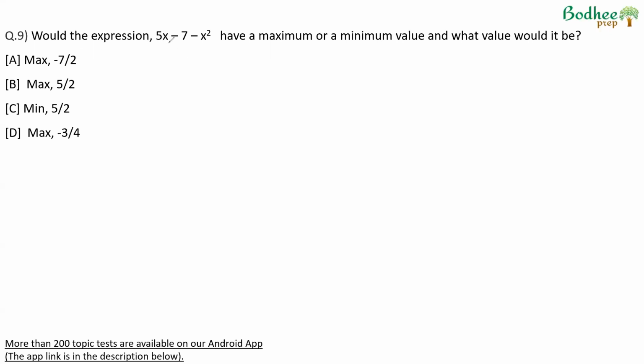Would the expression 5x minus 7 minus x square have a maximum or a minimum? Since the quadratic expression that we have is minus x square plus 5x minus 7, A is negative, so it will be a downward sloping curve, and therefore it would have a maximum value. Minimum will not occur. Minimum will be minus infinity. What will be the value?